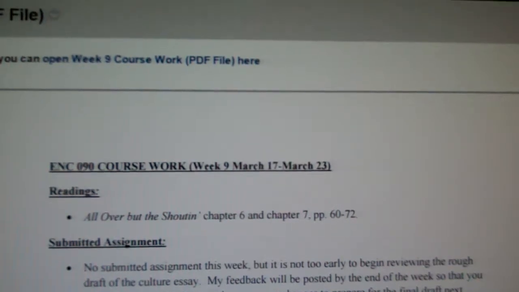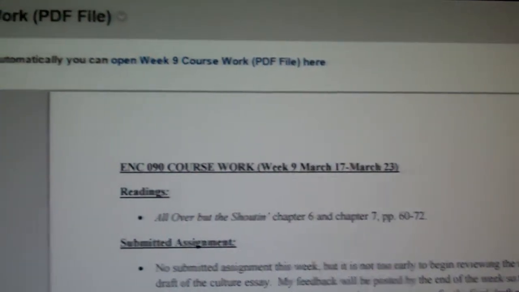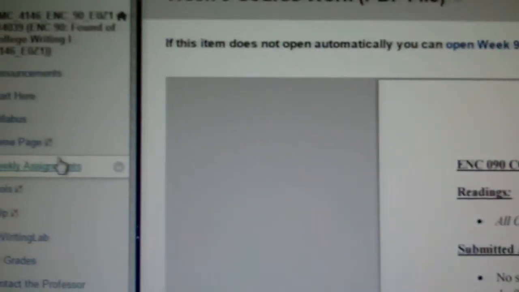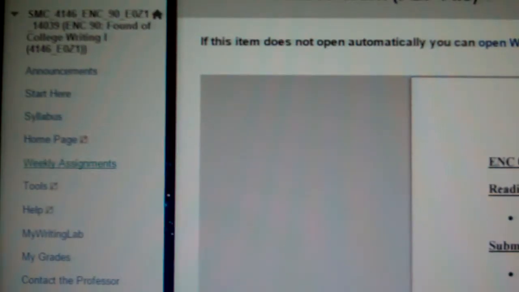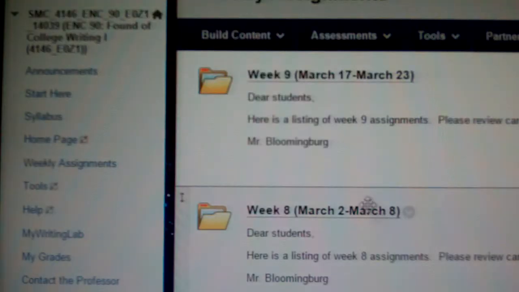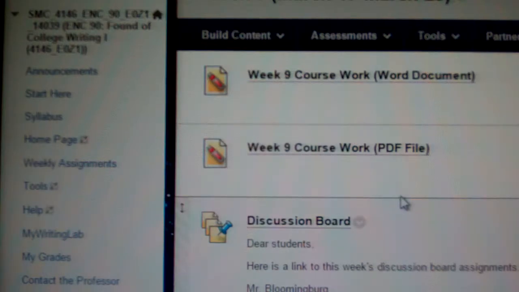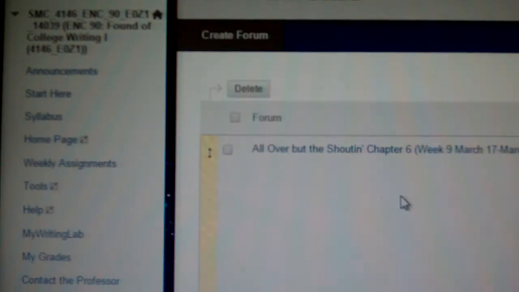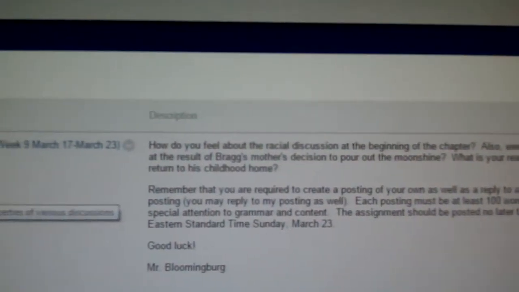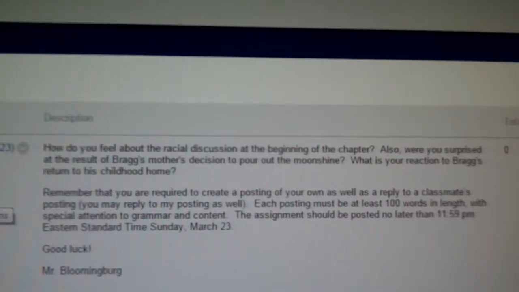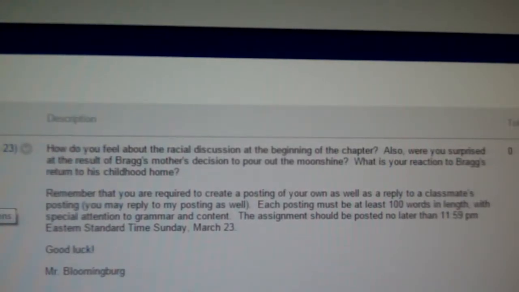So if I refocus the camera, which I will do, bring it back over here. I'm going to go to weekly assignments, and again the week 9 folder. Click on the discussion board, and maybe it's just best to totally realign here. We'll take a look at those discussion board questions this week.